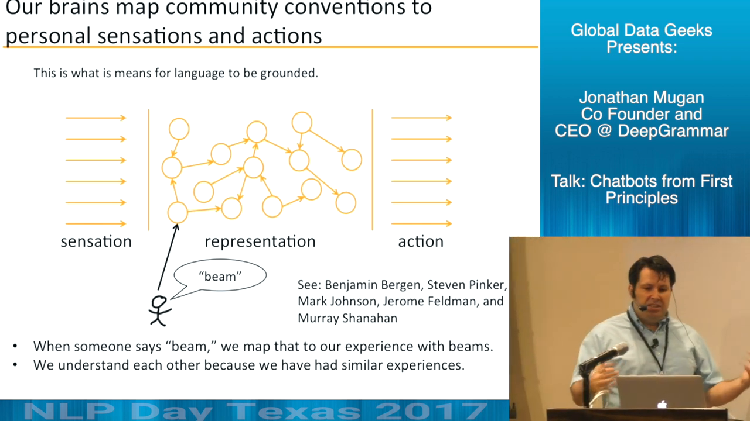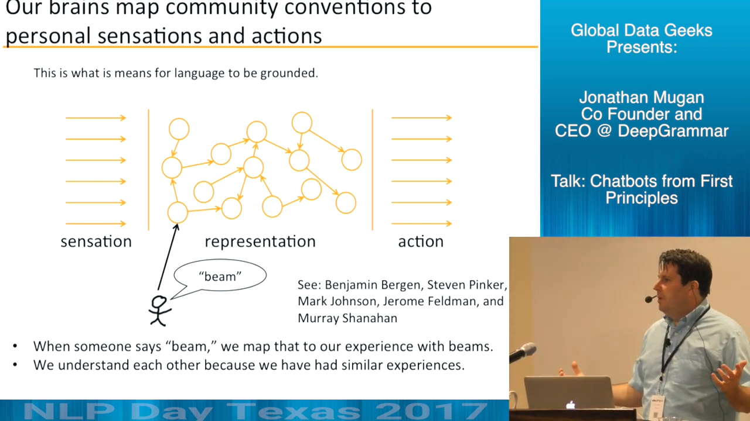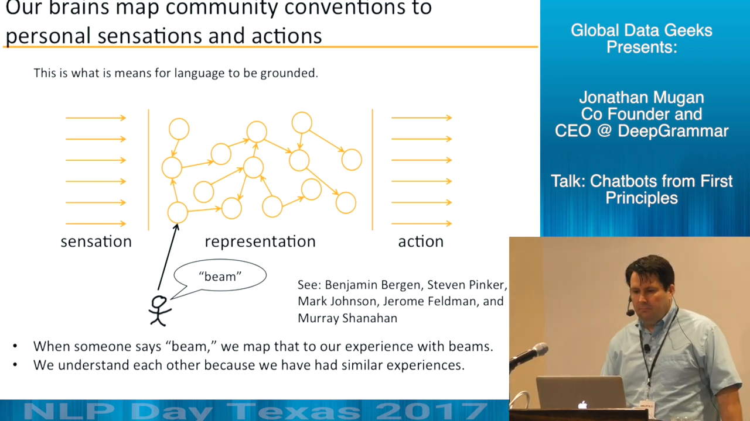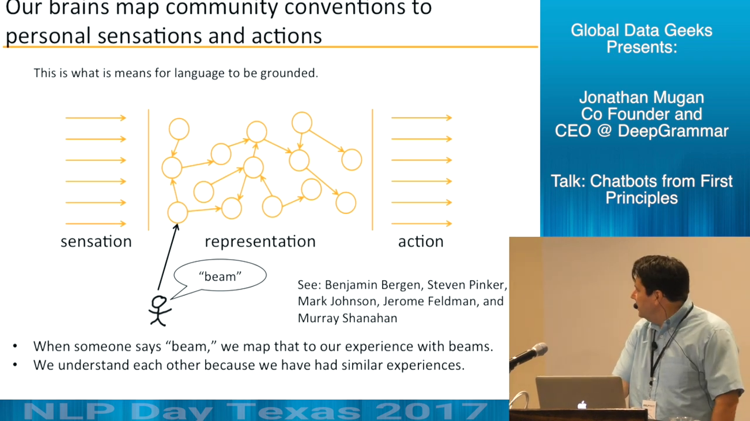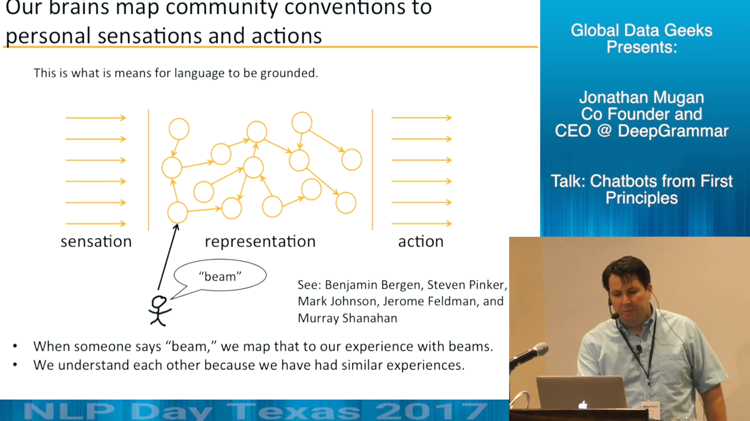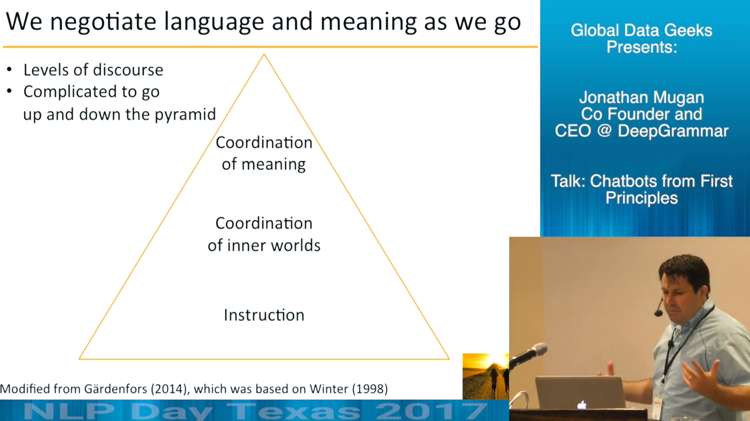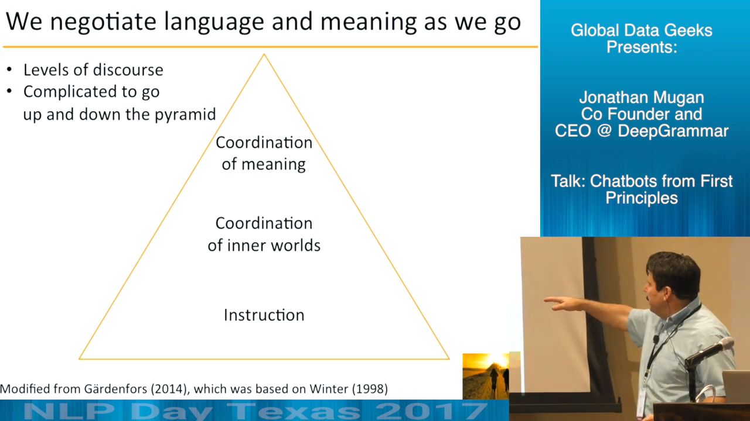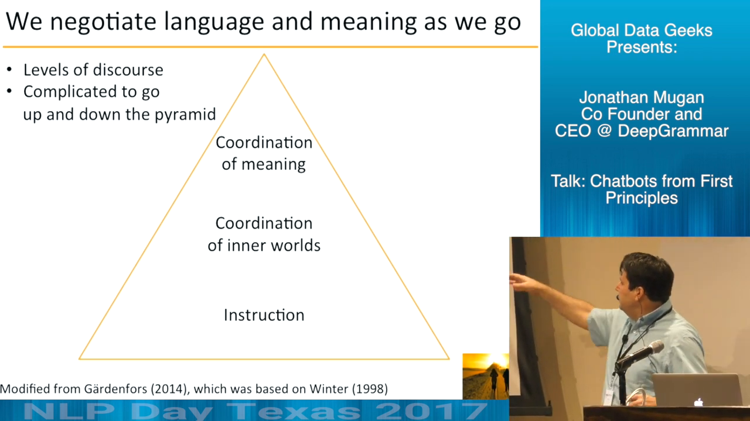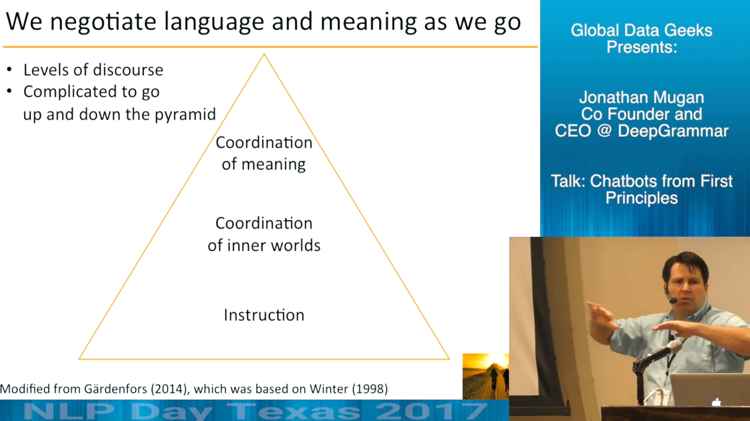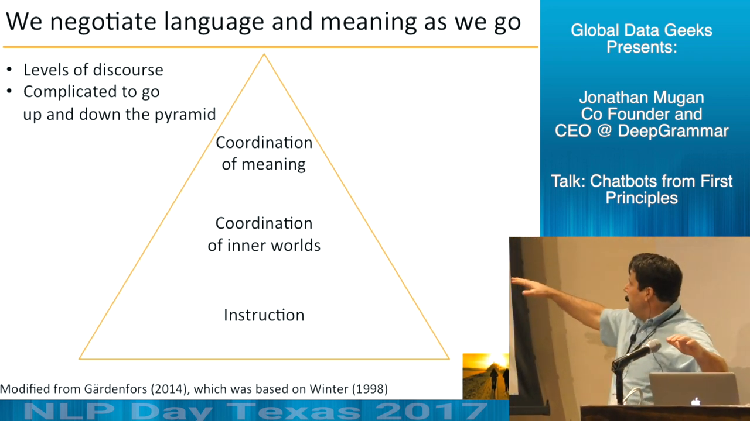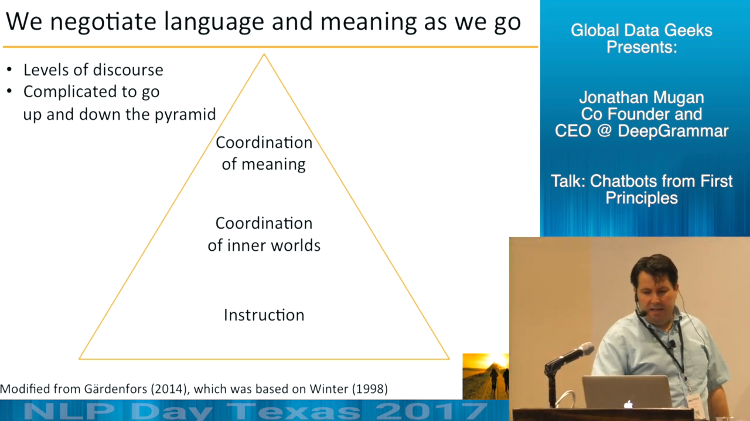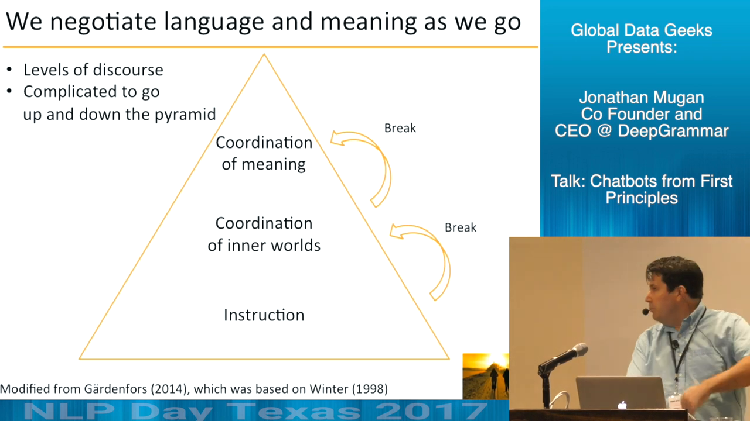And so we understand each other not just by interacting with each other, but also by using the labels that tie into our shared experience. And in addition to this, we continue to negotiate language as we go. So there's this pyramid idea with these levels of discourse. You start out with the instruction, you know, bring me the beam, and then if there's any kind of confusion, you can talk about what words mean or what words correspond to different things. And then if that doesn't work, then you say, okay, by beam, I mean this particular thing. And so if you have trouble, you kind of move up the pyramid.